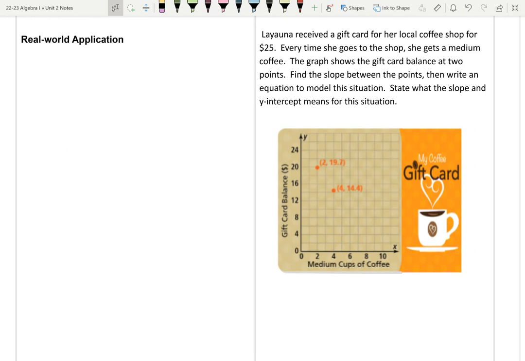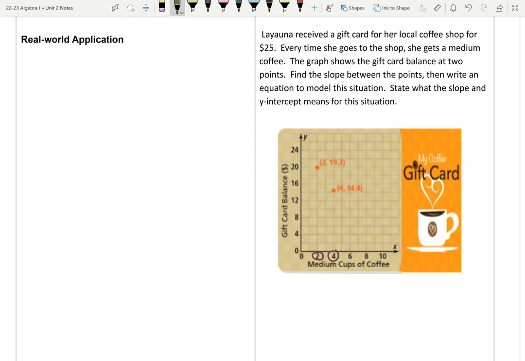For this last one, this is about a $25 gift card for a coffee shop that Leanna has, and every time she goes, she gets a medium coffee, and this graph is showing the gift card balances. So what this means, this one right here is telling me that at 2 medium cups of coffee, I have $19.70 left. This one is telling me that after 4 cups of coffee, I have $14.40 left. So I need to make an equation that's going to help me figure out how much each cup of coffee costs.